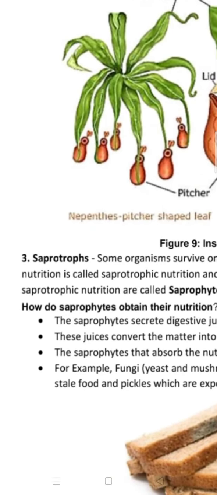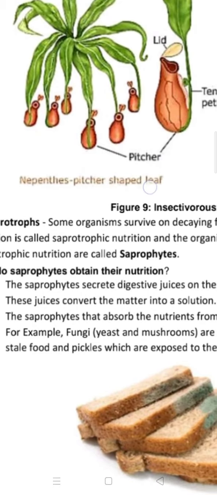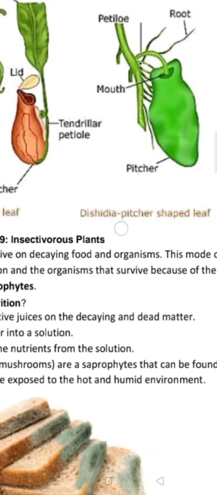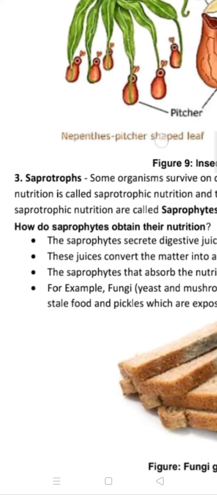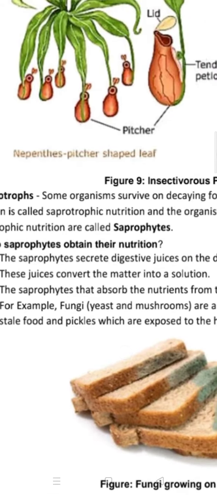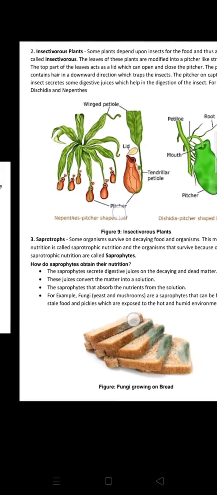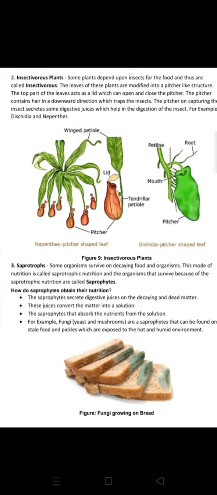Now saprotrophs. Saprotrophs are plants that take their nutritional requirements from dead and decaying matter. For example, coral root and Indian pipe. How do saprotrophs obtain their nutrients? They obtain their nutrients from dead and decaying matter.